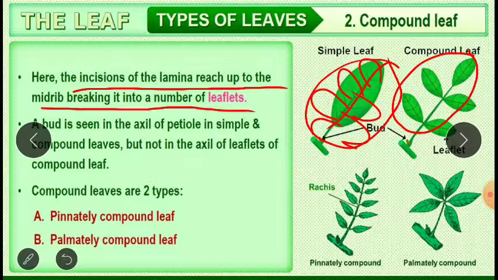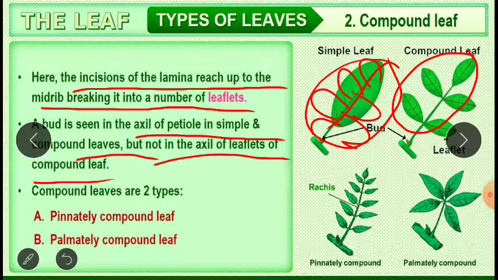You can take the example of your curry leaves, that is your kadi patta. It is an example of a compound leaf. Or you can take your neem plant. It is an example of the compound leaf. So a bud is seen in the axil of the petiole in simple and compound leaves, but not in the axil of the leaflets of the compound leaf.